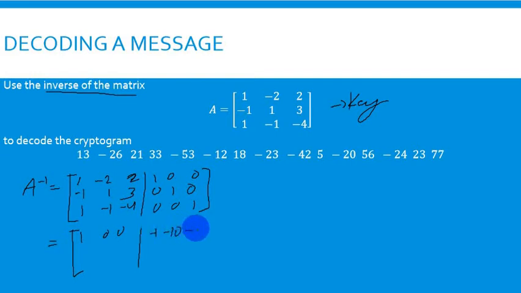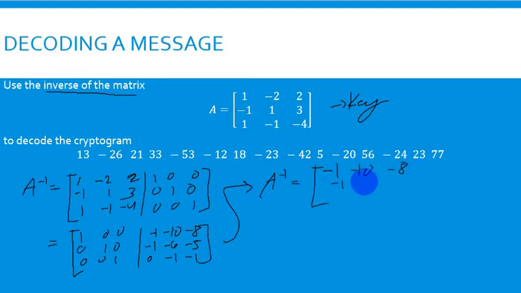-1, -10, -8 here, 0, 1, 0. Then -1, -6, -5, 0, 0, 1. Then this becomes 0, -1, -1. Which means, I'll be writing it here, that our A inverse is equal to the matrix -1, -10, -8, -1, -6, -5, 0, -1, -1.